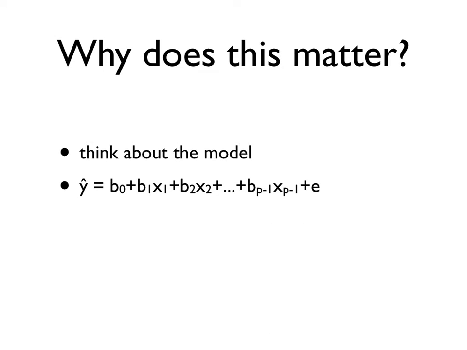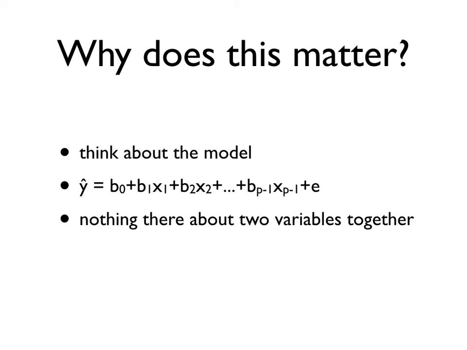Here's the model. Y hat equals b sub 0, plus b sub 1 x sub 1 plus b sub 2 x sub 2 plus dot dot dot plus b sub p minus 1 x sub p minus 1 plus e. Right? That's just the basic model for multiple regression. There's nothing in there at all about two variables being together. Nothing. Is there? Remember analysis of variance, we got plus alpha beta, plus alpha gamma, plus beta gamma. There's none of that there.